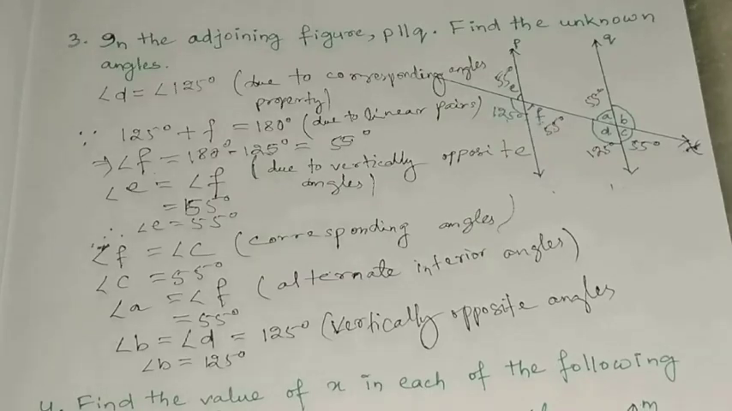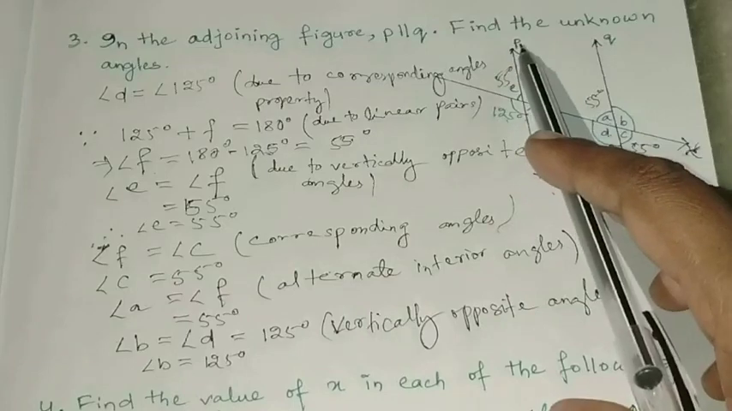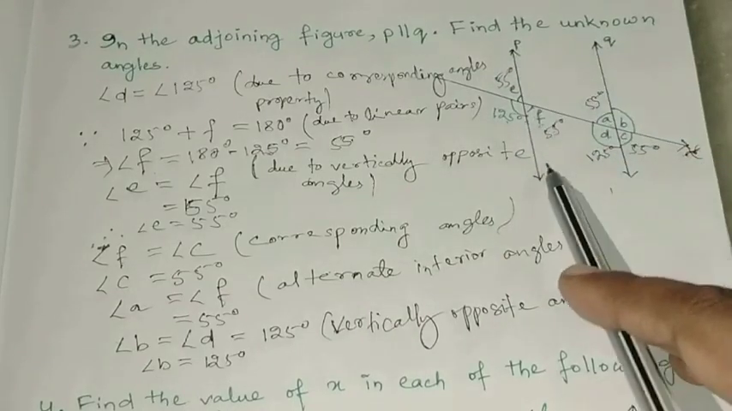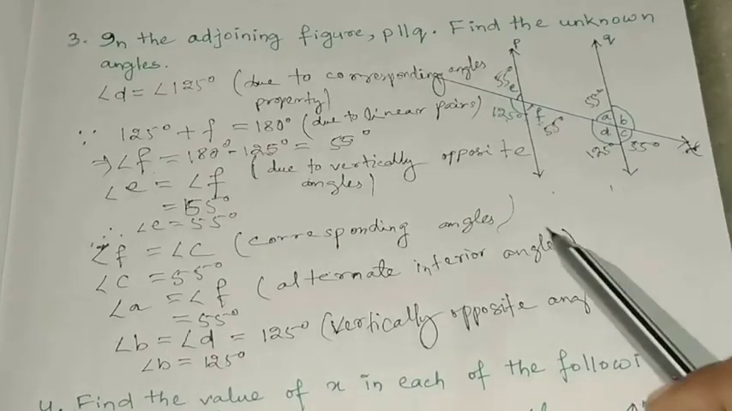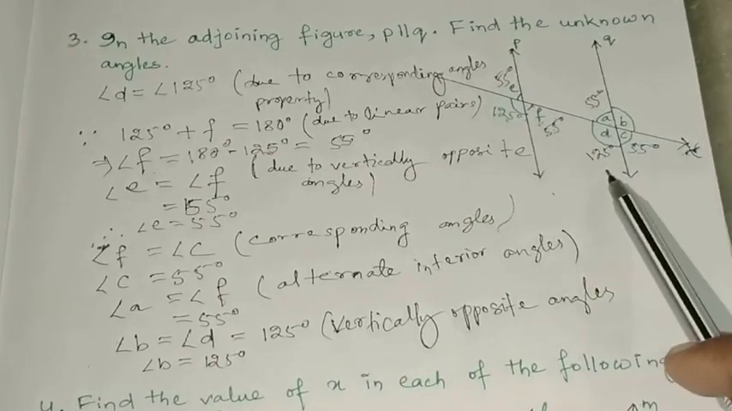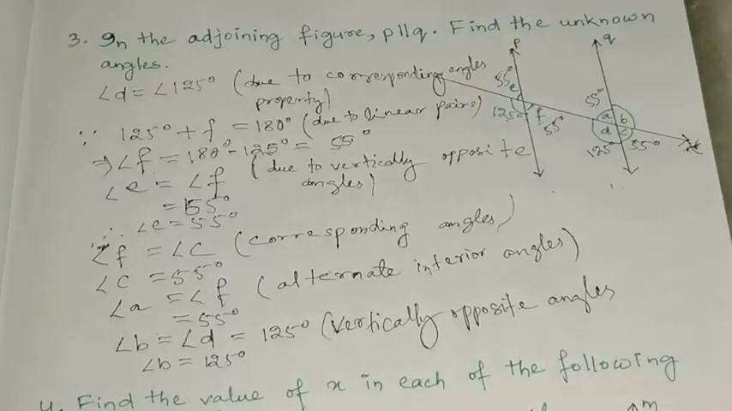So this is about question number 3. So if two lines are parallel and a transversal line is formed, then what you get? Corresponding angles are equal, or interior alternate angles are equal, exterior alternate angles are equal.